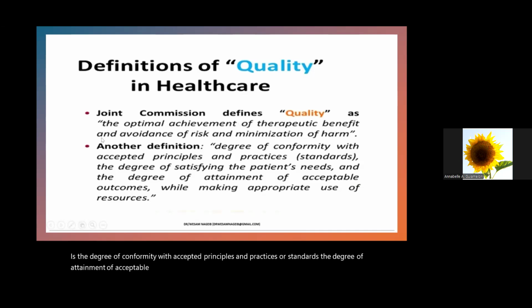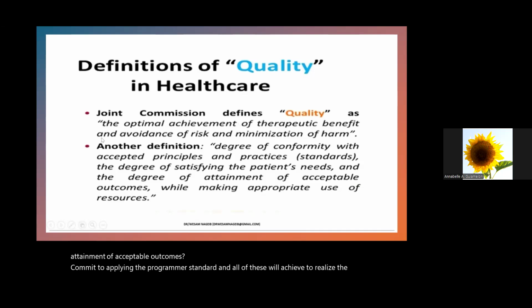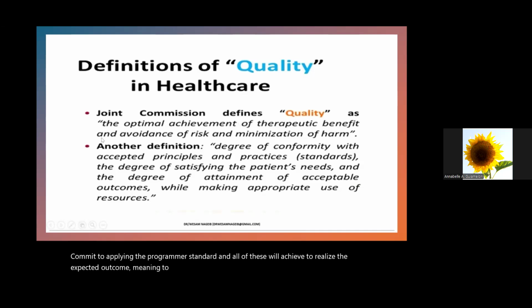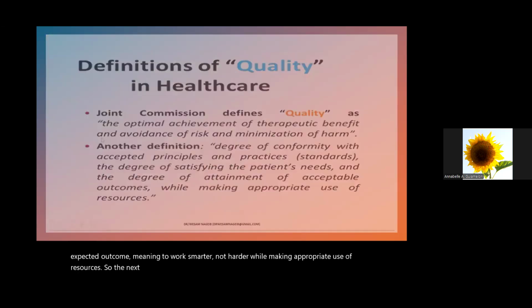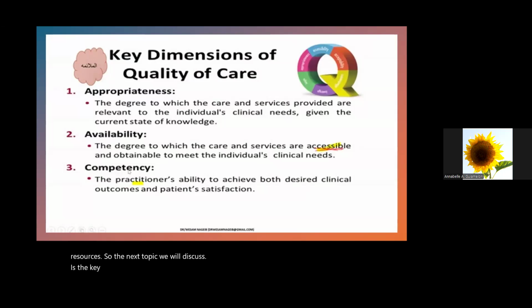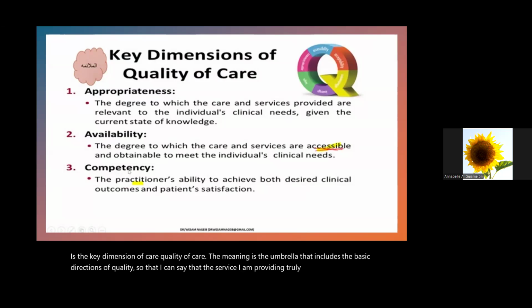Commit to applying the program or standard, and all of these will help realize the expected outcome, meaning to work smarter, not harder, while making appropriate use of resources. So, the next topic we will discuss is the key dimensions of care, quality of care. The meaning is the umbrella that includes the basic directions of quality, so that I can say that the service I am providing truly fulfills these key conditions.